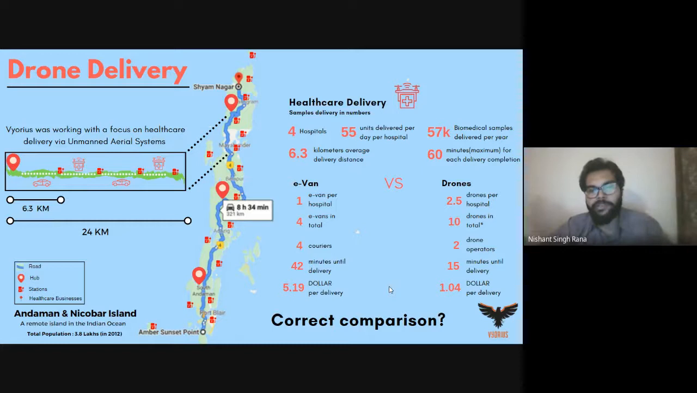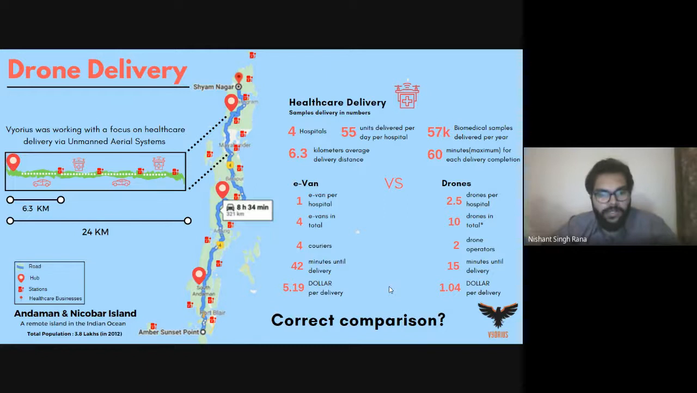Vans will take 42 minutes. Okay, but you know what, we can actually do that in 15 minutes. So this was like the MVP. Okay, fine. So how much is the per delivery cost? Someone will ask, and you will be like, oh, fine, it's $1.04 to be precise.